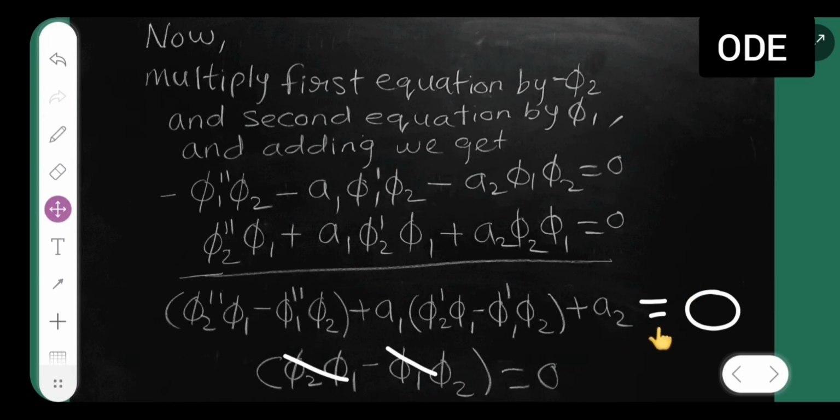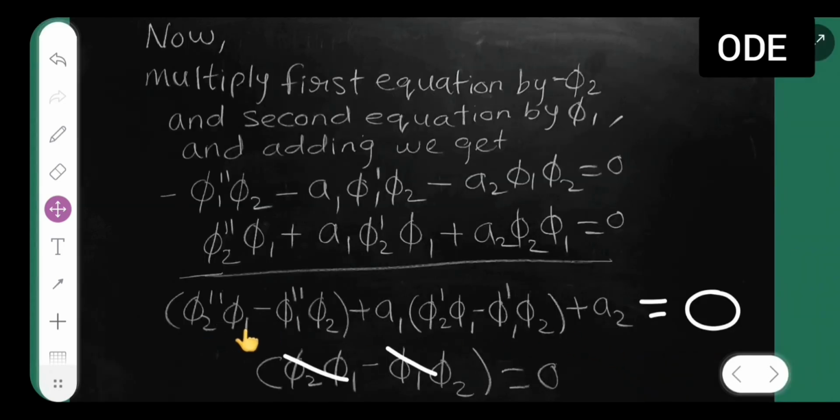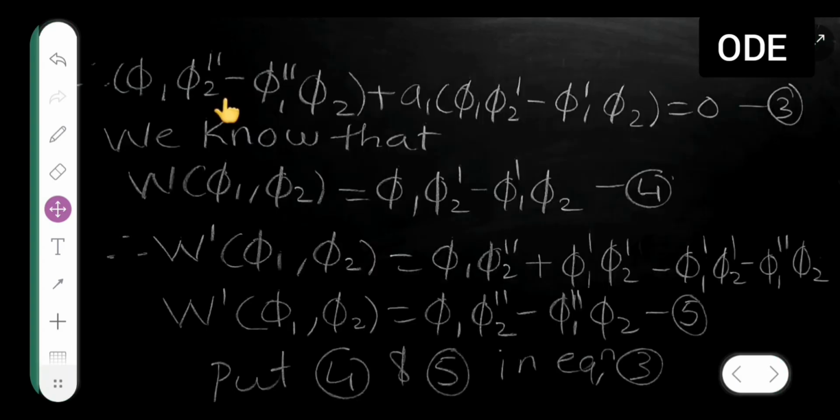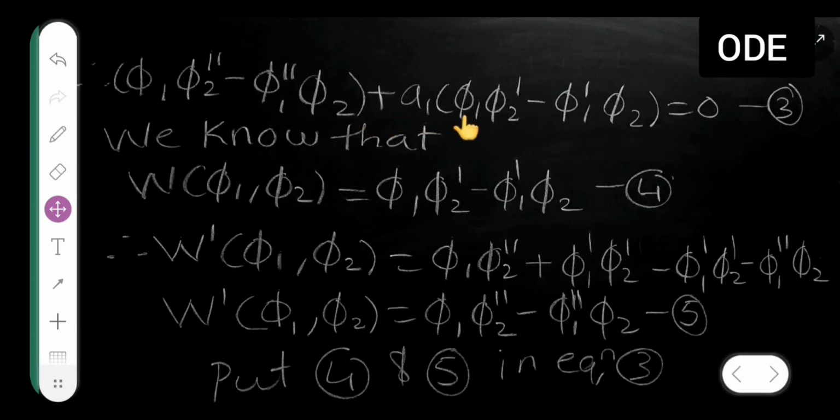Now let me do this step. I'll write it on the next page. Phi1 into phi2 double dash minus phi1 double dash into phi2, plus a1 into the bracket phi1 into phi2 dash minus phi1 dash into phi2 is equal to 0, and take this as 3. Now we know that the Wronskian of phi1 comma phi2 is nothing but phi1 into phi2 dash minus phi1 dash into phi2, and take this as 4.